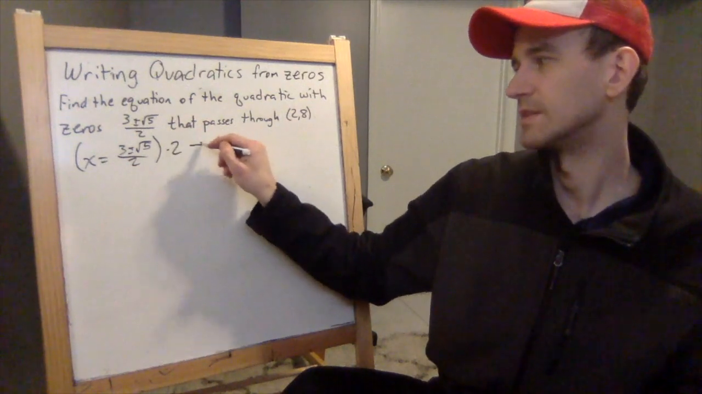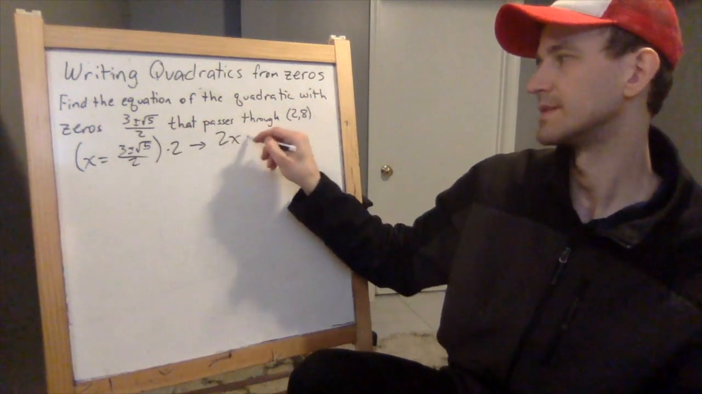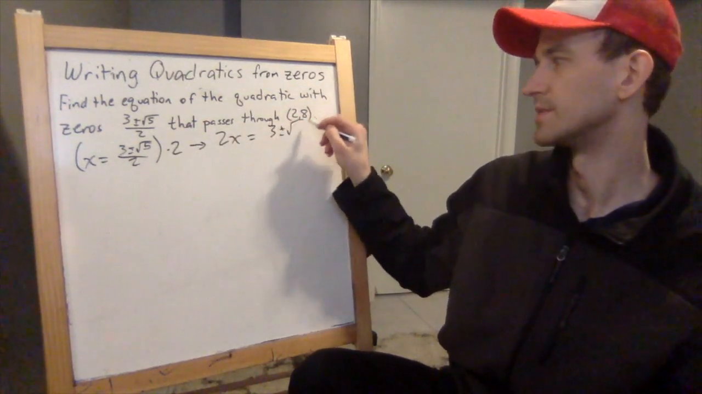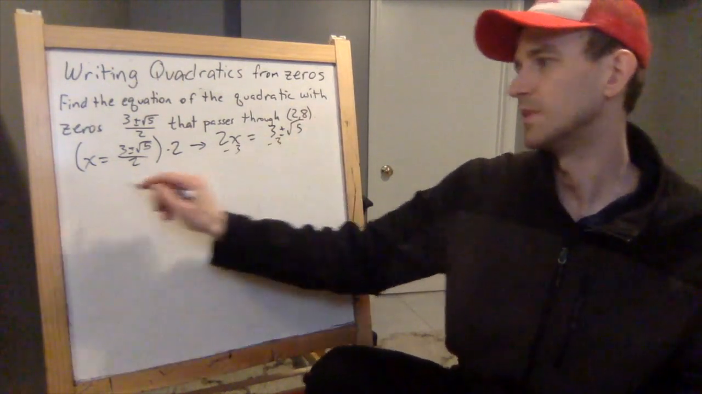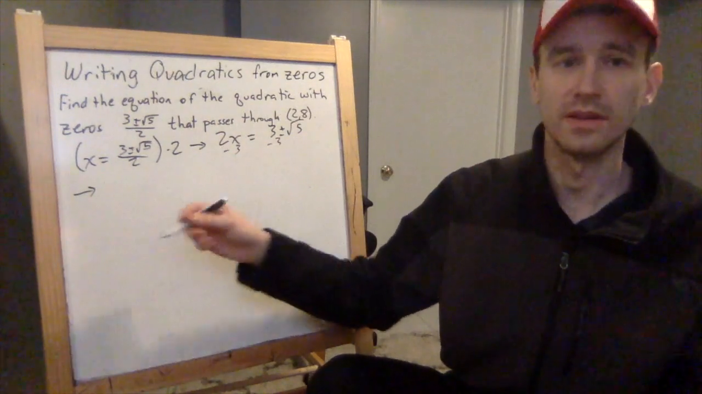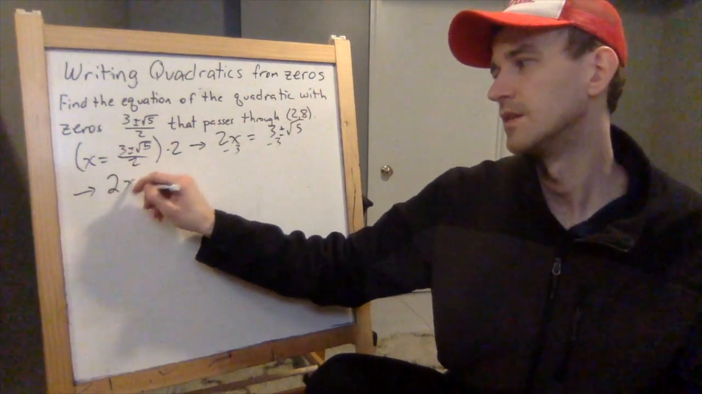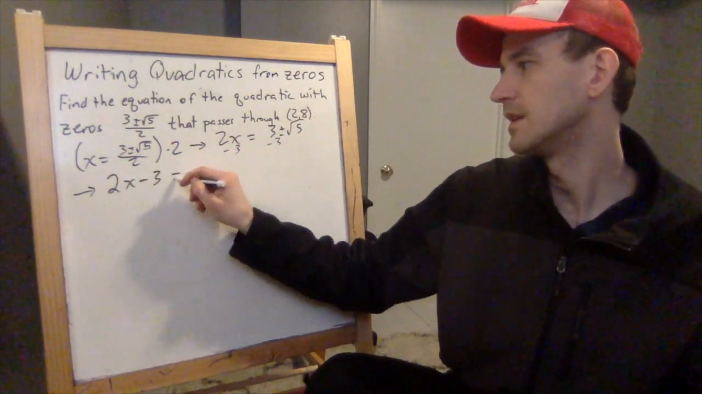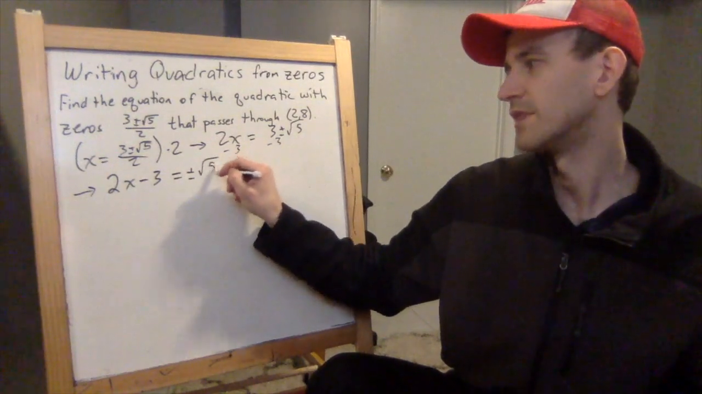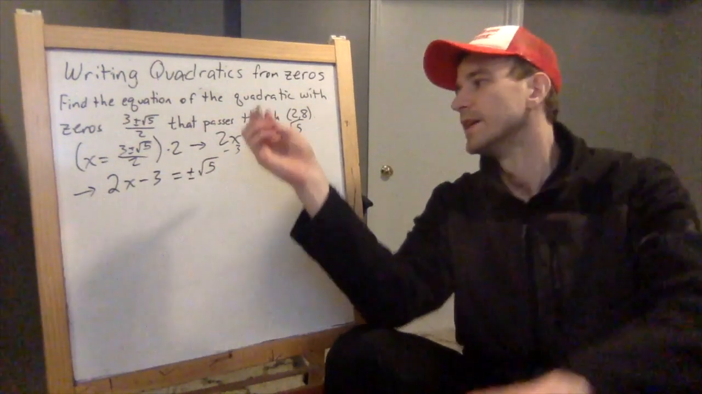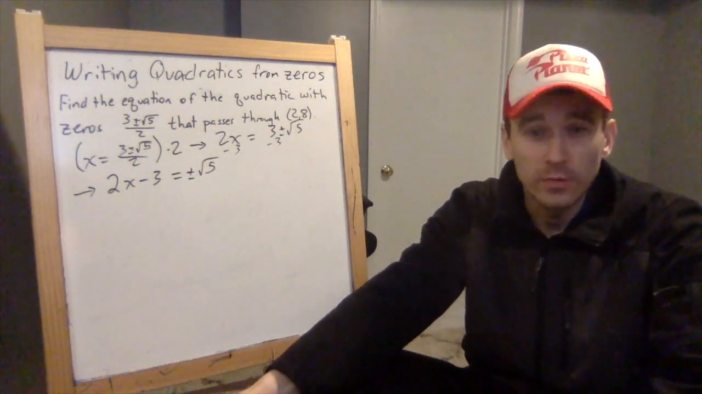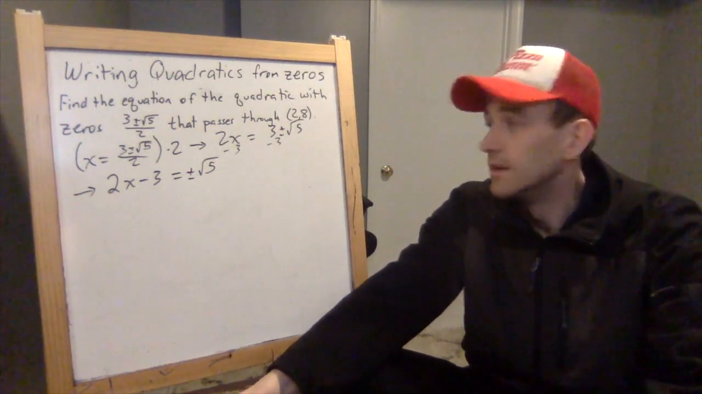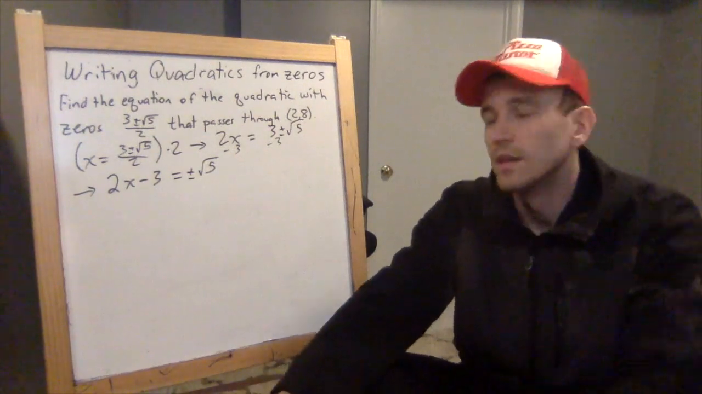Multiply both sides by 2. Gets us 2x equals 3 plus or minus root 5. Subtract 3 from both sides. 2x minus 3, those aren't like terms, so we have to just leave it as 2x minus 3 equals plus or minus root 5. And now the reason we're doing it this way is because this leaves us with our radical by itself. And now we can get rid of the root by squaring both sides of the equation.